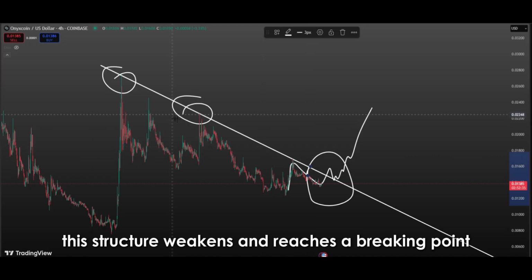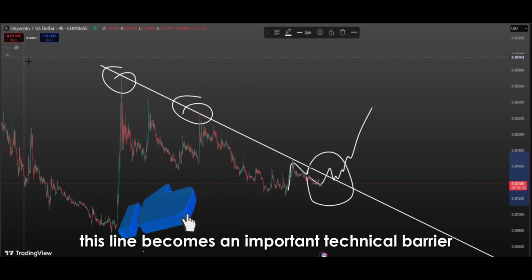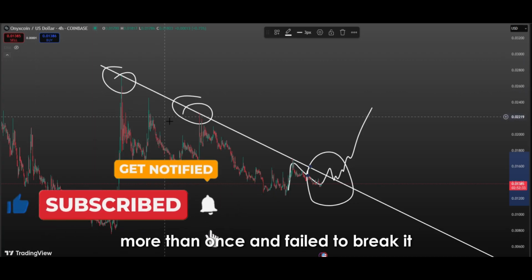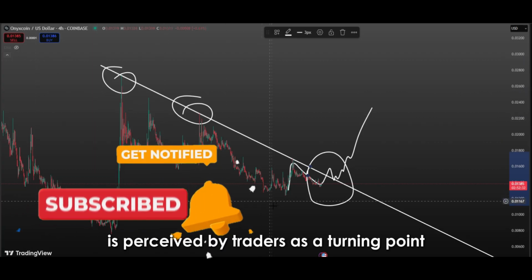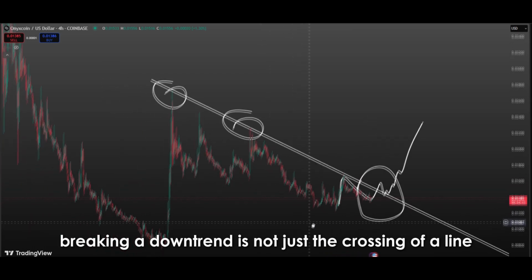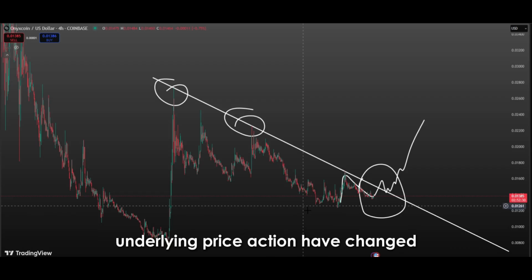Over time, this structure weakens and reaches a breaking point as market conditions change. This line becomes an important technical barrier, especially if the price has touched this trendline more than once and failed to break it. Breaching this barrier to the upside is perceived by traders as a turning point. Breaking a downtrend is not just the crossing of a line. It is also an indication that the psychological dynamics underlying price action have changed.